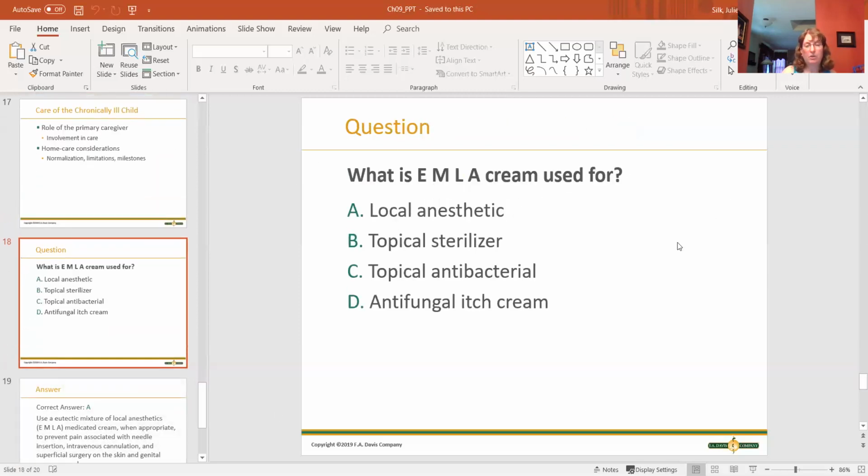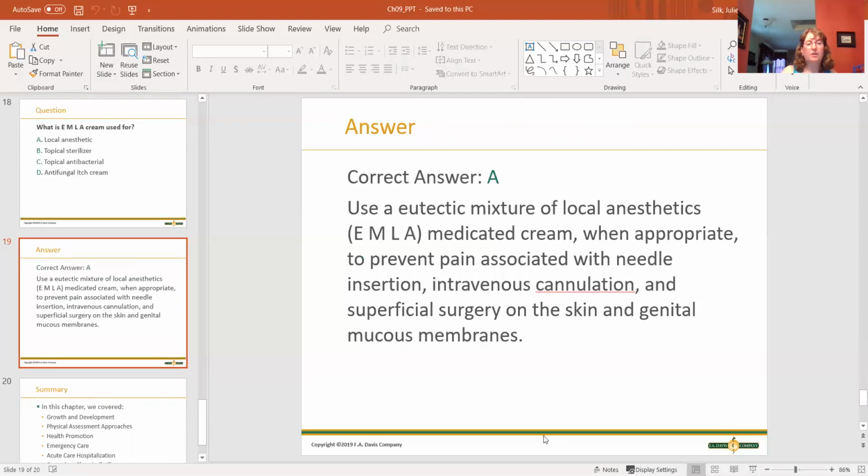What is EMLA cream used for? The answer is A. It's a eutectic mixture of local anesthetics. Medicated cream, when appropriate, to prevent pain associated with needle insertion, intravenous cannulation, and superficial surgery on the skin and genital mucous membranes.